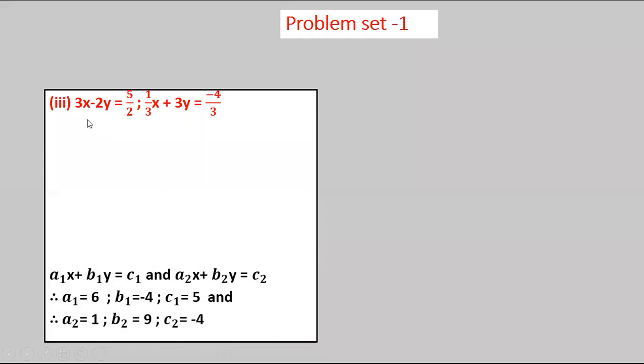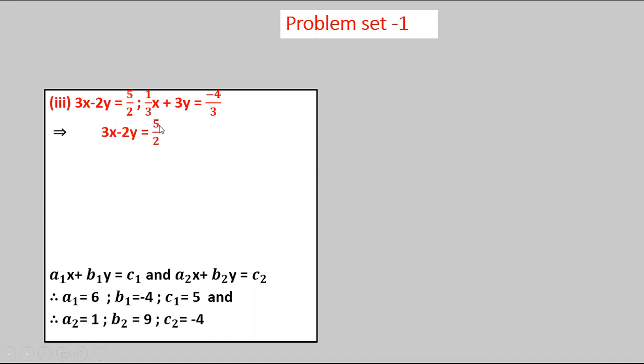Problem number 3. 3x minus 2y is equal to 5 upon 2 and 1 upon 3x plus 3y is equal to minus 4 upon 3. First, write the given equations in the general form a1x plus b1y is equal to c1. Here, 3x minus 2y is equal to 5 upon 2.